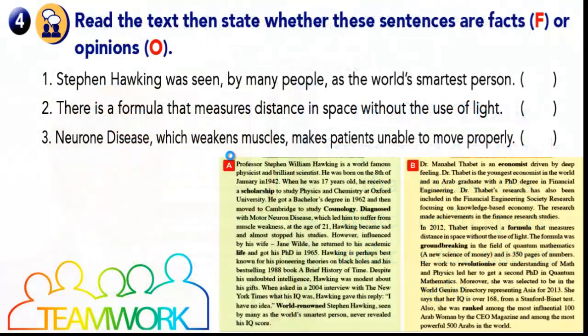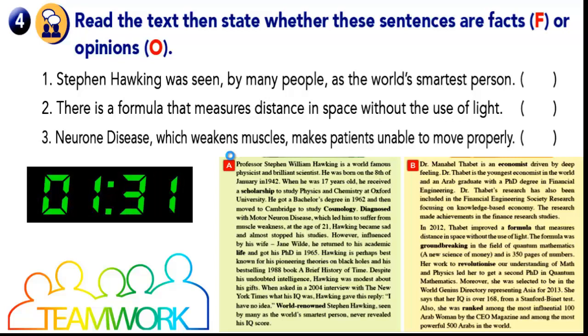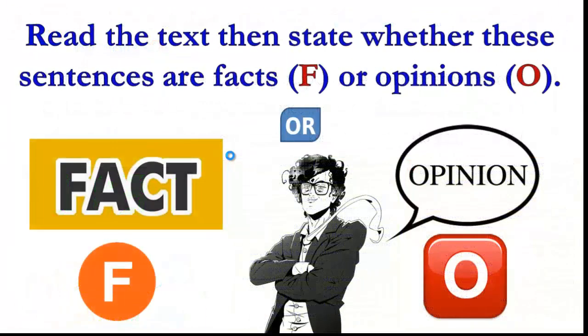Okay? Now, my dear students, let's go on to exercise number 4 on page 81. Read the text, then state whether these sentences are facts or opinions. So, if it's a fact, write F here in brackets. And if it's an opinion, you should write the letter O, the same thing next to each question. Now, let's check our answers. So here, fact F and opinion O.